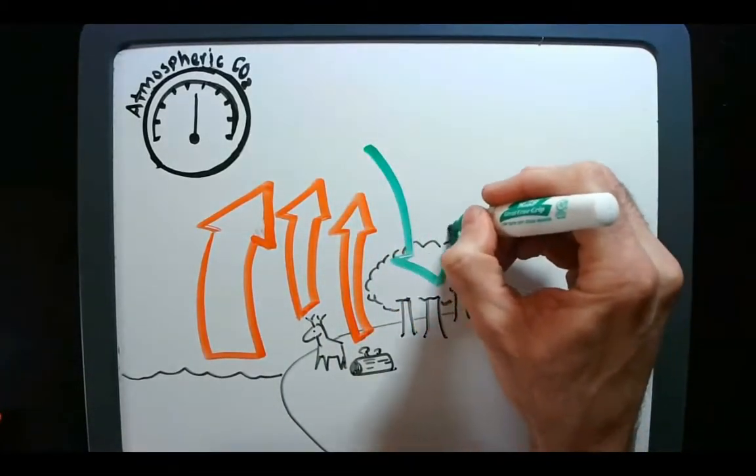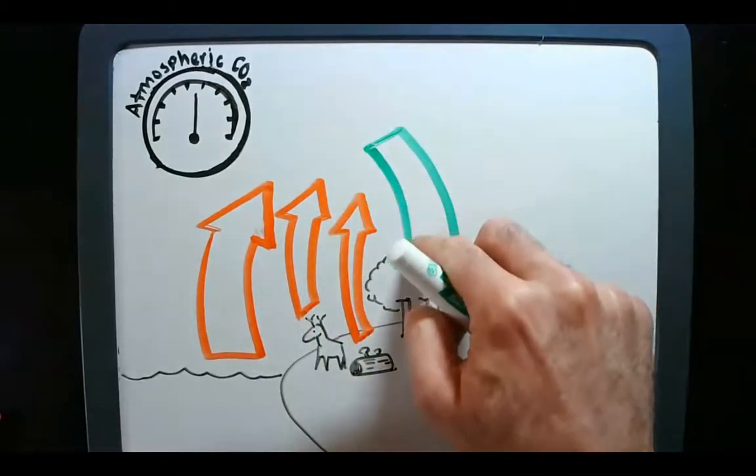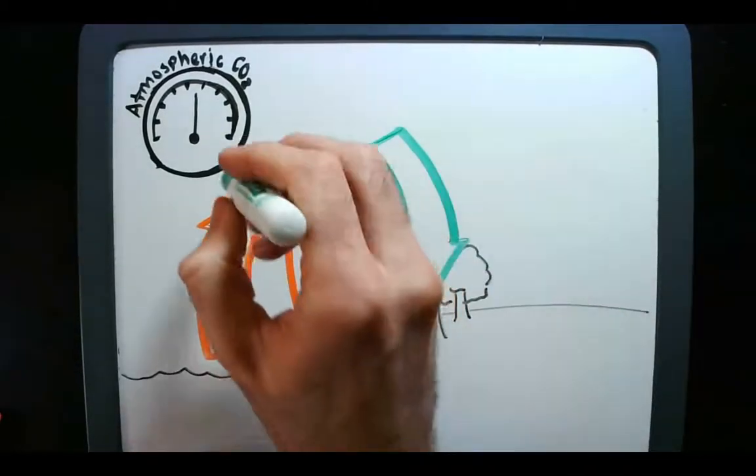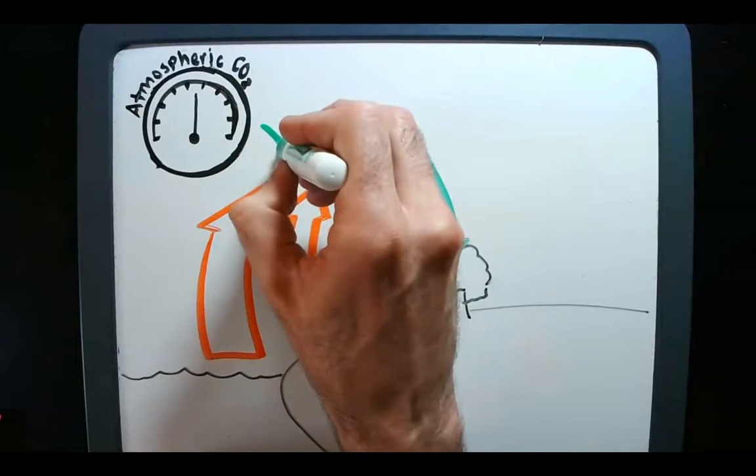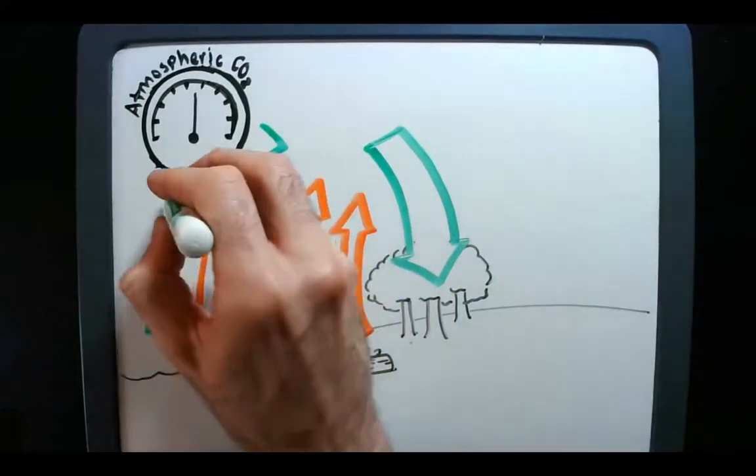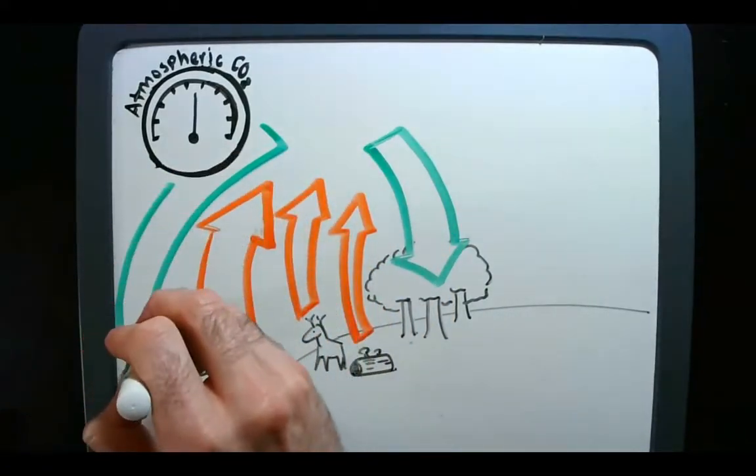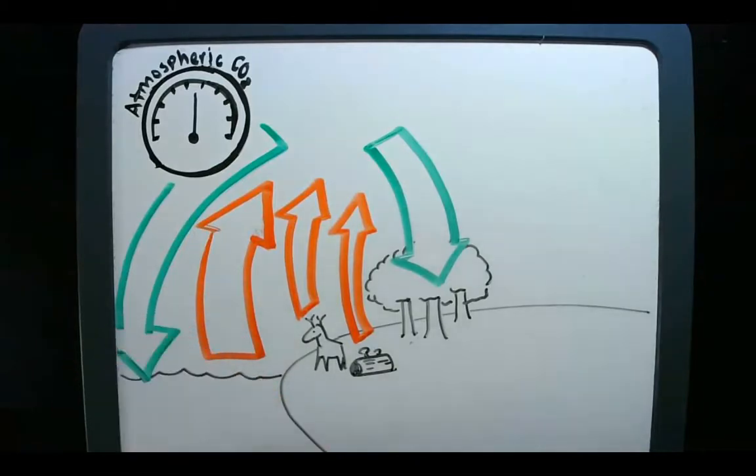In addition to adding CO2, nature removes CO2. Plants are one really great sink of CO2. Plants remove carbon dioxide from the atmosphere. And so do oceans. It turns out that oceans are the biggest remover of CO2 on Earth.